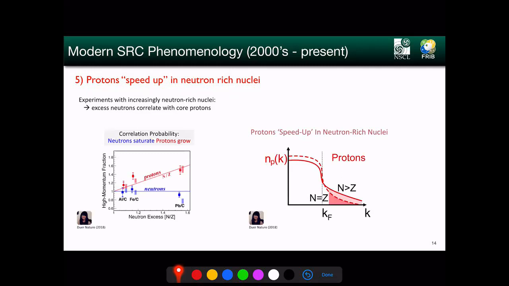And here is an example of an experimental analysis. I forgot to put the reference there, but, oh yeah, there it is. It's from this 2018 Nature paper. You see that indeed the minority species, in this case the protons, have a correlation probability that grows, with this nice linear N over Z dependence. If you interpret this in terms of momentum distributions, you have this picture here where for N greater than Z, a larger fraction of your protons are kicked up above the Fermi level.